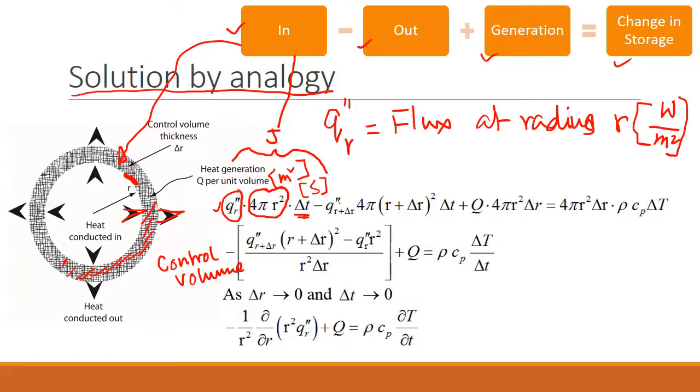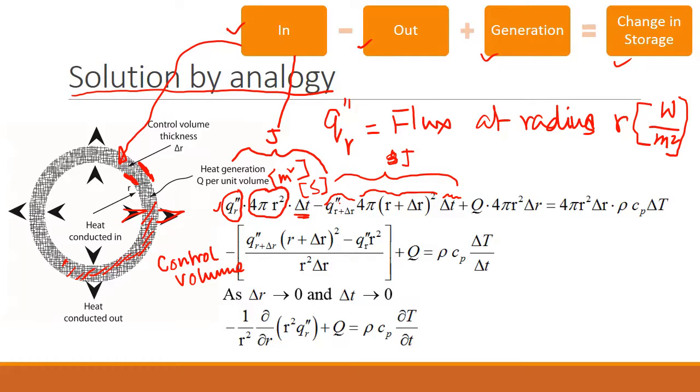And in exactly the same analogous way, the flux at r plus delta r is q double prime at r plus delta r, symbolically. That's the heat flow per unit area times the area here. Because the radius here is r plus delta r, the surface area is 4 pi (r plus delta r) squared times delta t. Just like the last one, this is also in joules.